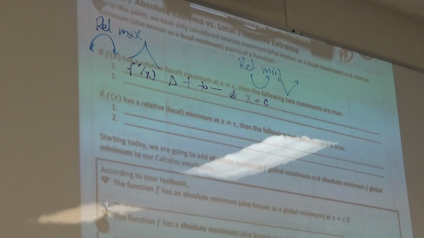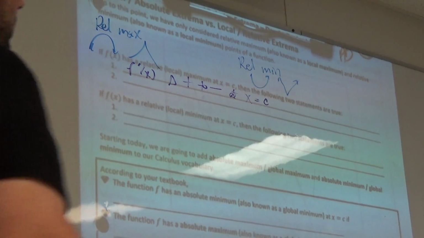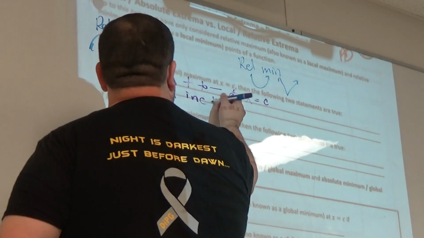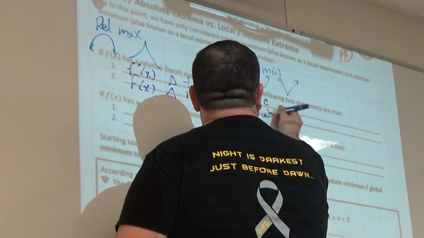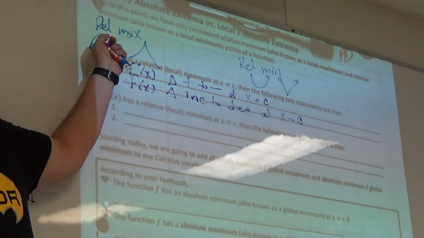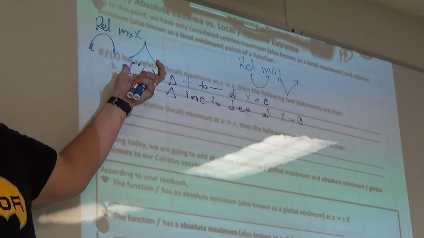What's the other way? F prime changes, but F changes. What's the change in F for a relative max? From increasing to decreasing. F of x, the original function, makes a change from increasing to decreasing at x equals c. Right, this is what we've done before. This is just meant to be a review.